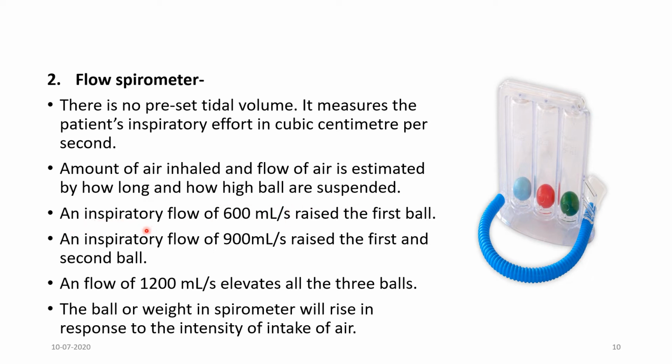If a patient has an inspiratory capacity of 600 ml per second, it means that the first wall is raised. If the inspiratory capacity is 900 ml per second, both the first and second walls are raised. If the capacity is 1200 milliliters per second, all three walls are raised. The wall or height of the spirometer will rise in response to the intensity of intake of air.